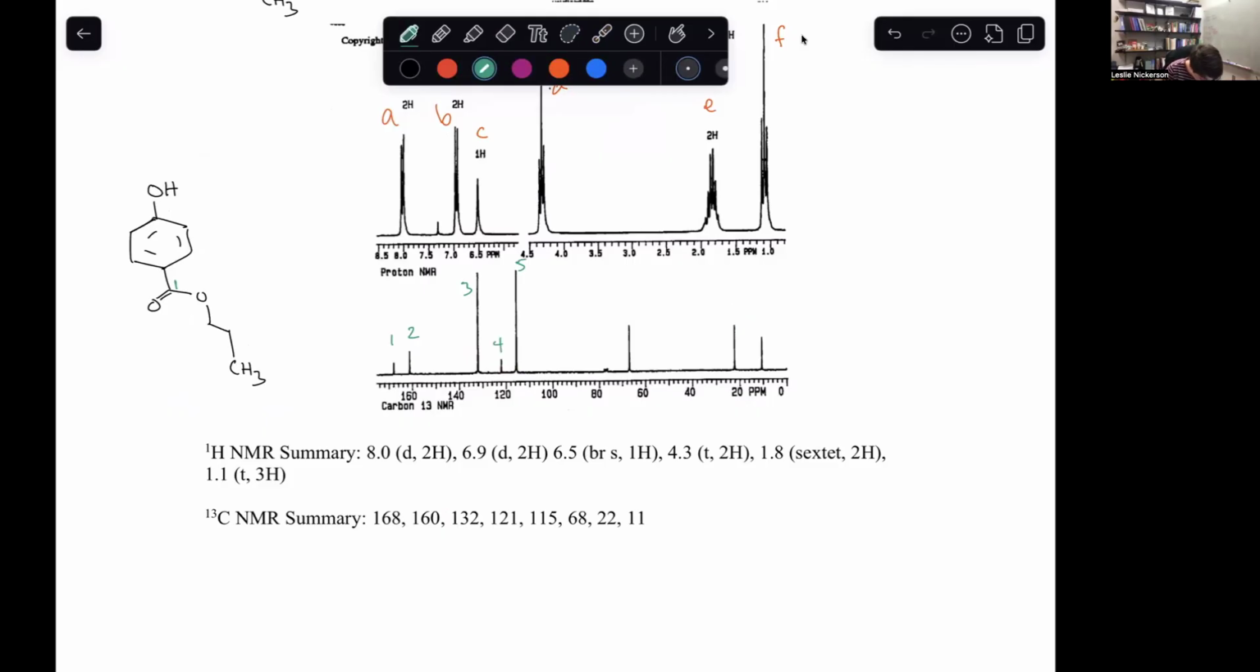3, 4, and 2, 3, 4, and 5. There we go. 8 is what I should have. Okay, so 2 through 5 is going to be all of our benzene carbons.